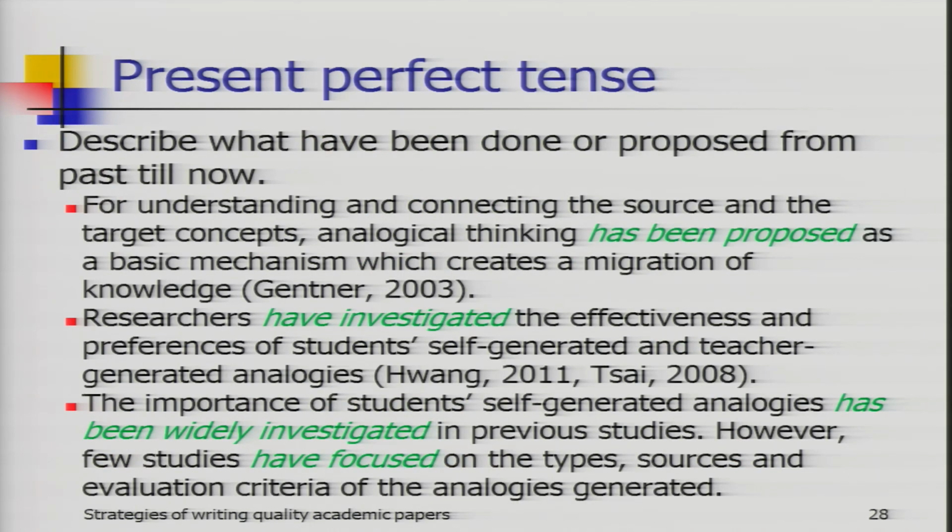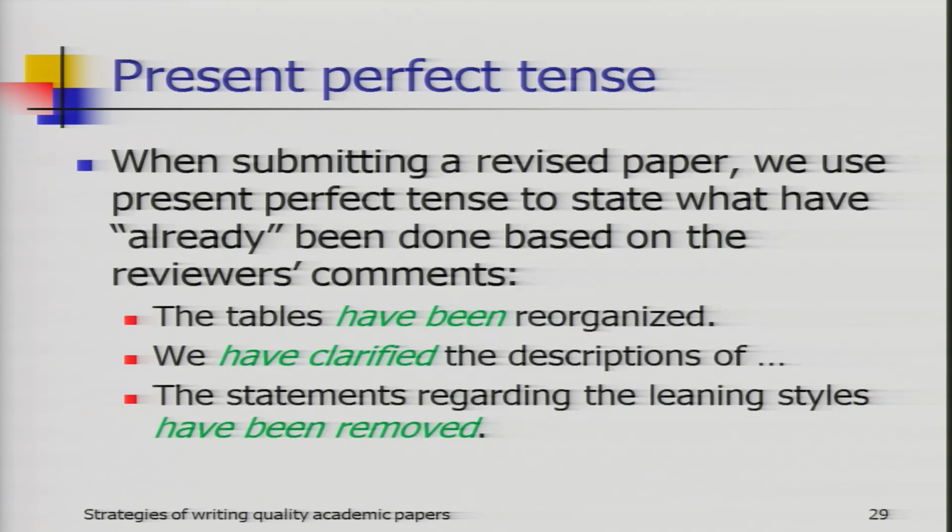I think the most difficult thing is to use present perfect tense. It means something happened from some past time till now. Okay, we use present perfect tense. For example, researchers have investigated the effect and preference of student self-generated and teacher-generated analogy. Well, if we say this, we mean from the past till now, researchers have already done such things. Not at a particular time, but in a period of time from the past till now. We try to emphasize that.